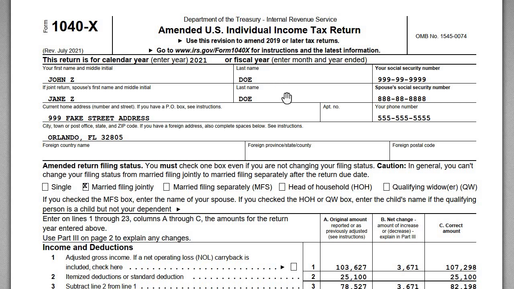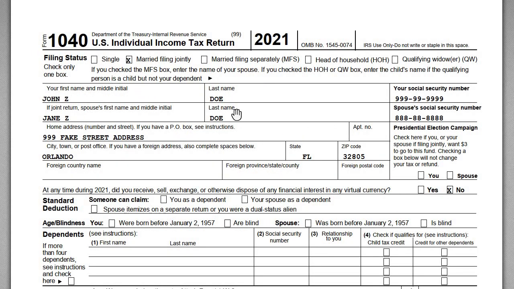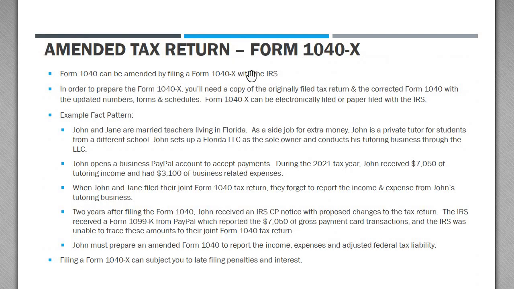So in this example I've got a couple of pieces in front of us. Obviously we have the 1040X. I have one slide here that contains the fact pattern that we're going to be working with. Okay, so there's some information here we'll come back to. And in order to do this, you're also going to need, obviously, the originally filed 1040. So the Form 1040 that you filed first that you later determined was incorrect. And then the corrected 1040. So once you basically re-prepare that 1040 with the new information, what is that going to look like? So let's start with the slide and then we'll slowly work our way through these forms.